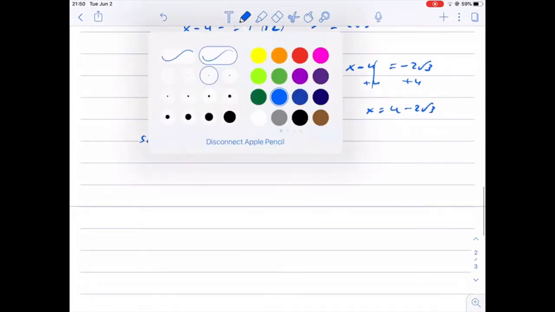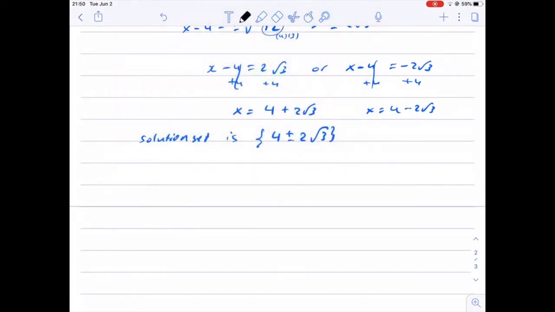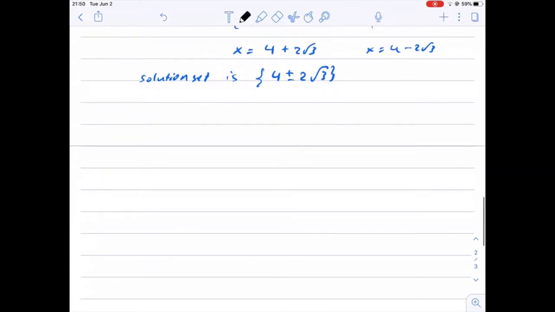Now that was the solution of quadratic equations by factoring and using the two properties, the zero factor property and the square root property. Now the second method of solving quadratic equations is solving quadratic equations by completing the square.